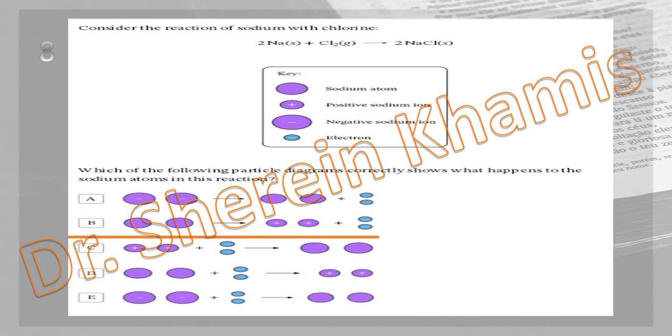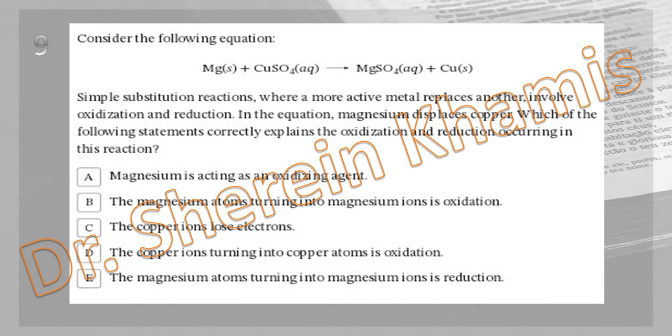Okay, let's go into question 9. Question 9 says, consider the following equation. Mg as a solid, magnesium, reacts with copper sulfate, CuSO4, giving magnesium sulfate, MgSO4, and at the end of the reaction we have copper as a solid, a precipitate with a reddish brown color. Okay, a simple substitution reaction where a more active metal replaces another one, involving oxidation and reduction. Also, in the equation, magnesium displaces copper.